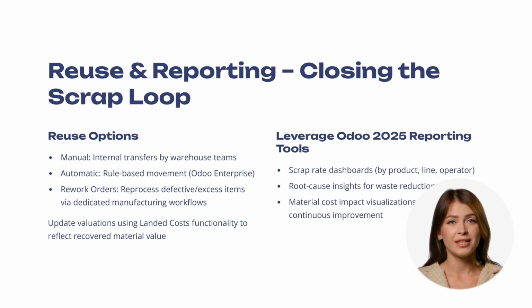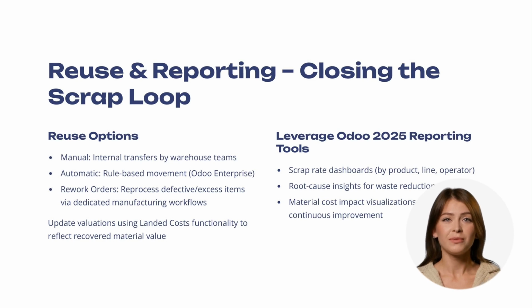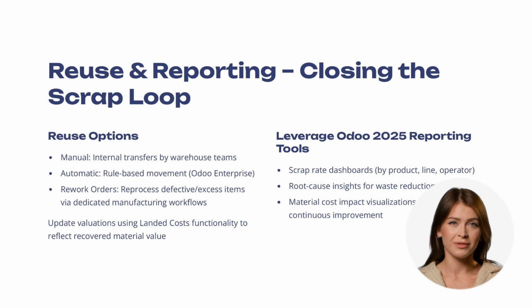Now that tracking is in place, let's talk about reuse. You can go manual, moving scrap internally via warehouse teams, or automate the process using rule-based movements in Odoo Enterprise. Rework orders allow defective items to be reprocessed. To reflect the value of recovered materials, use Odoo's landed costs tool. And when it comes to analysis, the new dashboards show scrap rates by product, operator, and line, plus root cause insights and material cost impacts to fuel continuous improvement.